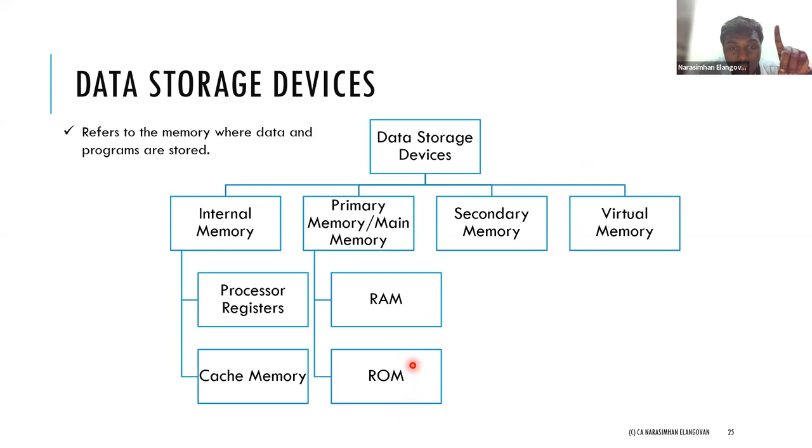ROM is a non-volatile memory. Both of them are primary memory. You have secondary memory like your hard disk, pen drive, CDs, etc. Last very important examination question, virtual memory.